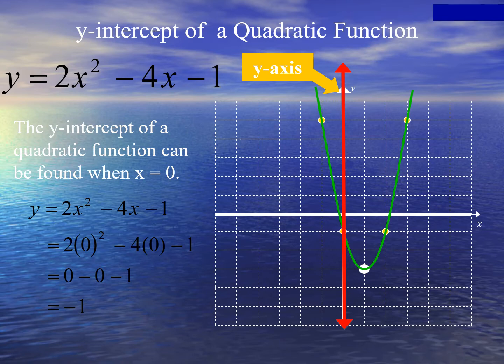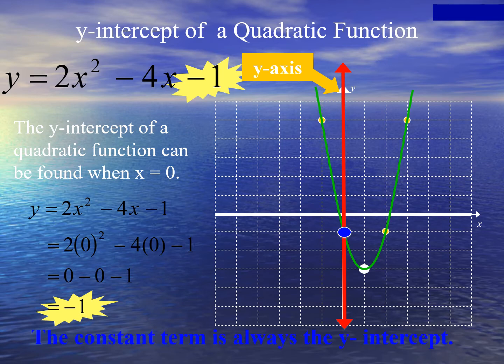But here's a technique for this one, okay? So instead of us substituting x equals 0 in the original equation, all we need to do is take a look at the constant term, and then we can conclude that the constant term is always the y-intercept. So y equals negative 1.